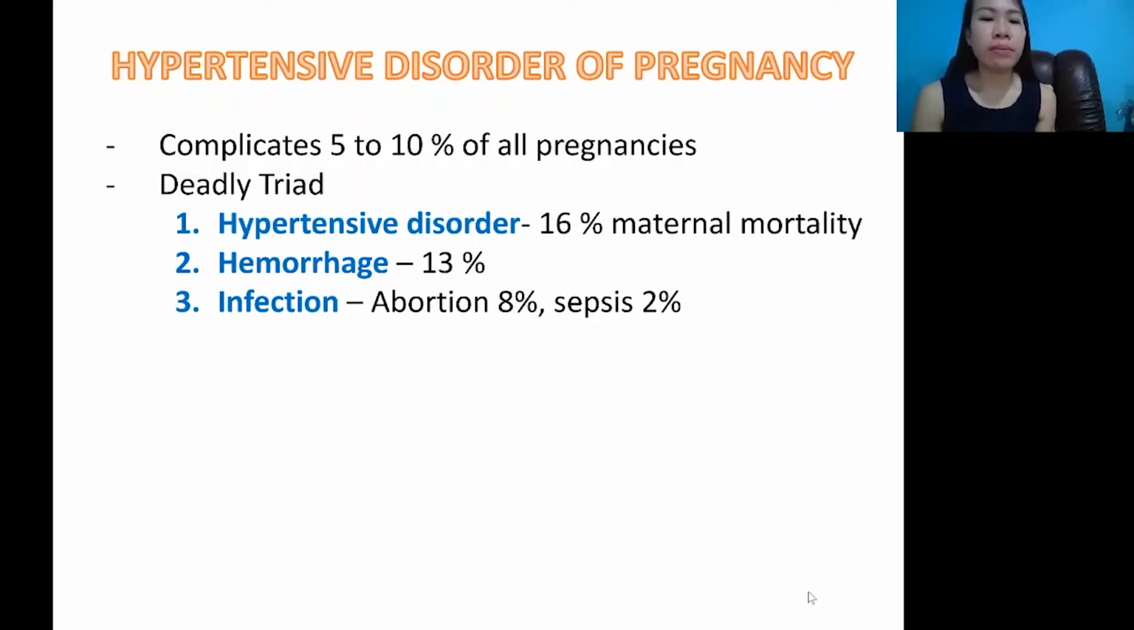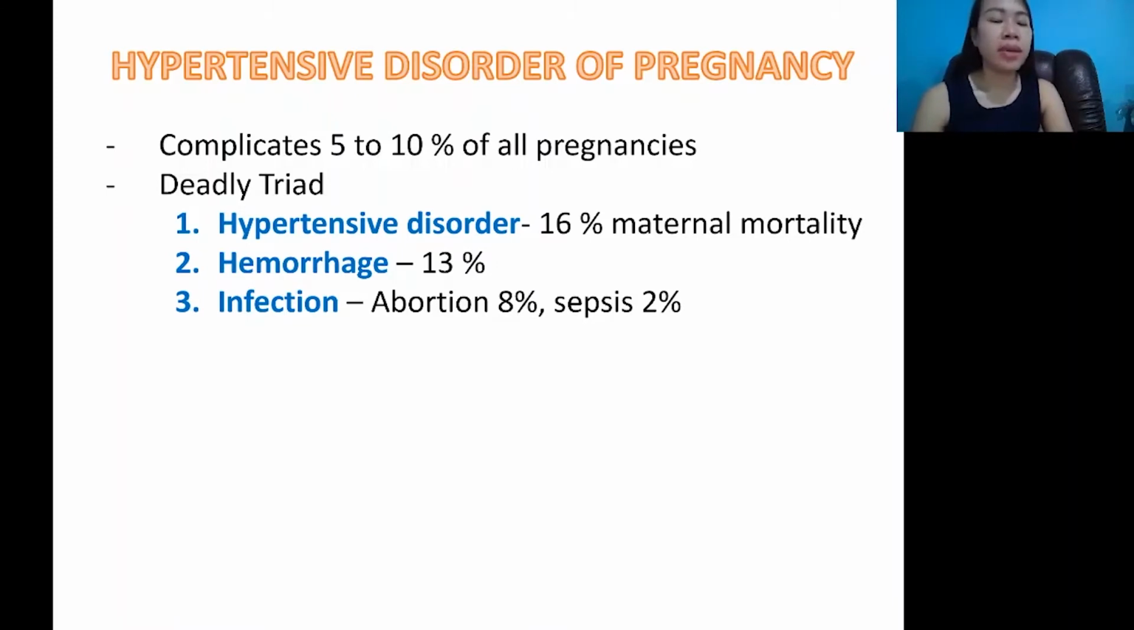So to give us a quick background on the hypertensive disorders of pregnancy, this complicates 5 to 10% of all pregnancies. So that is the percentage of pregnancies that are affected. And it has a deadly triad, meaning these are 3 symptoms that are considered warning signs for all pregnancies. So first is hypertensive disorder. This causes 16% of maternal mortality. If we take a look at the number, 16% is quite a high number.